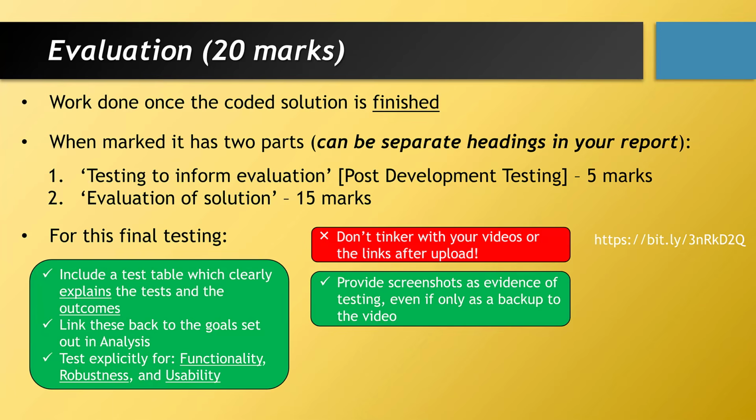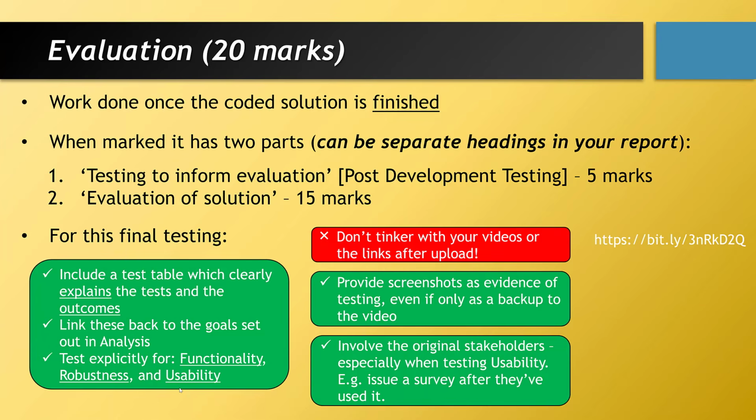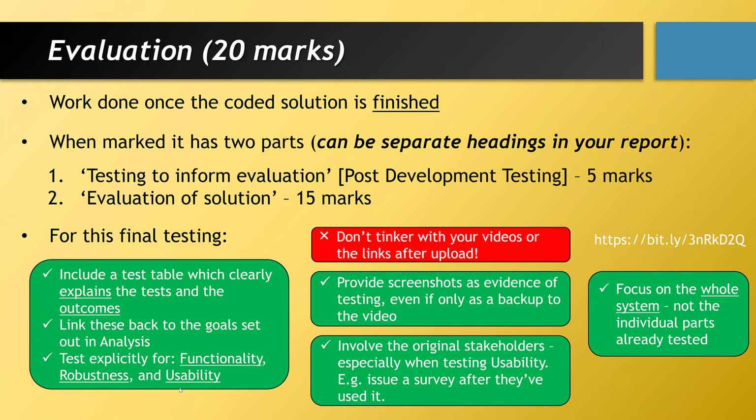For usability, a lot of the evidence might be more qualitative, might be more written. You might actually ask for some written feedback from your stakeholder. So as I've said, involve them if you can and get their feedback. It might be for a survey, it might be for an interview if possible. And again, to emphasize, this testing is not about individual tiny bits of your code. It's about how the whole system works together, and don't try and repeat loads of tests from earlier. We're not focused on individual parts of the code.